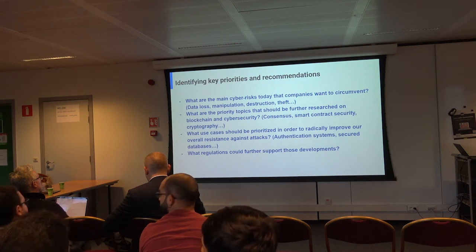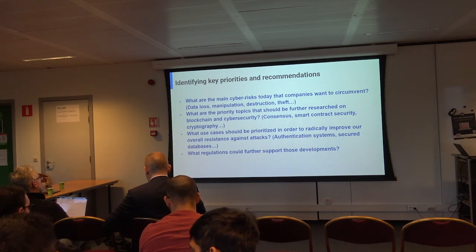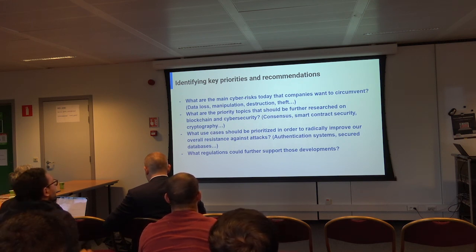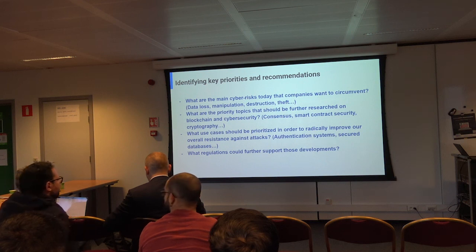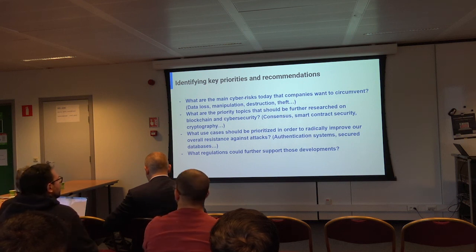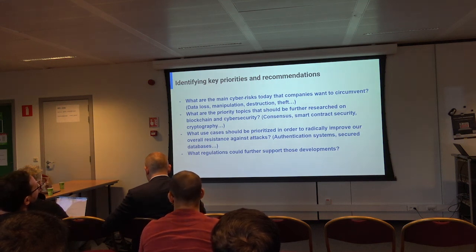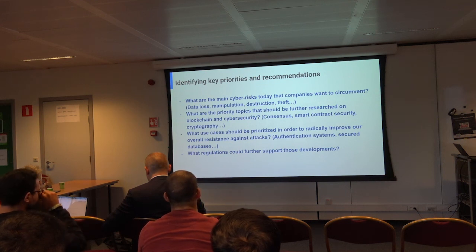I would put first cryptography definitely, because what are the priority topics which should be further researched? I would say cryptography because it's the foundation of any blockchain solution. It was mentioned today that some projects are not using it properly. Even worse, some projects are making their own cryptography and it's not really verified by anybody else. So that's a high priority. You cannot highlight that enough.